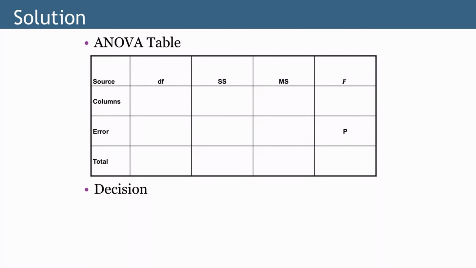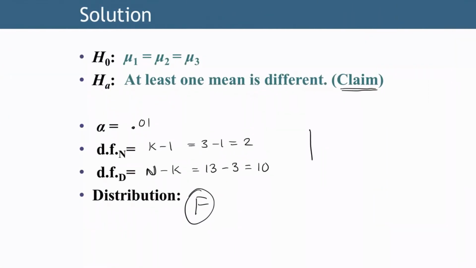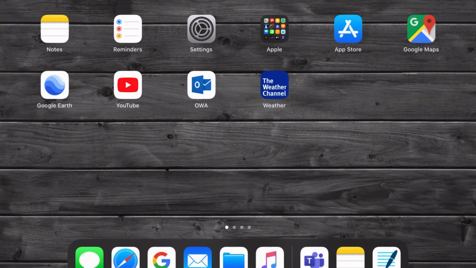And so then we can get our ANOVA table. Before we do that, though, I do want to draw my distribution out. And so let's go ahead and go into Statcrunch and get our critical value. So F distribution, degrees of freedom 2 and 10, and an alpha of 0.1.